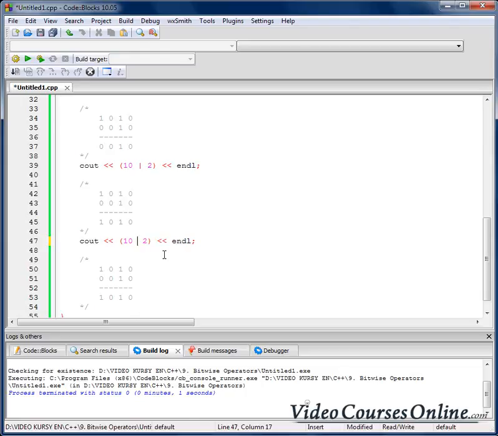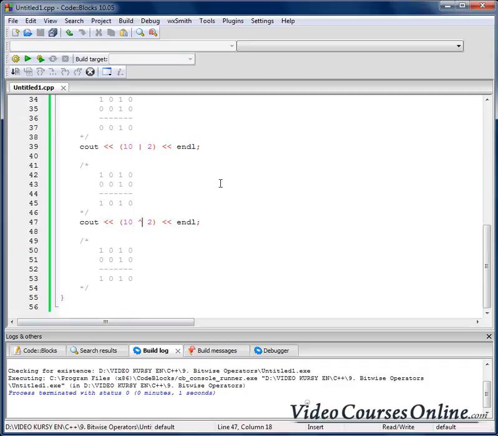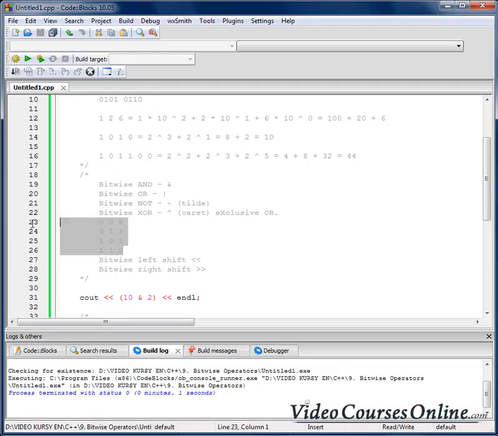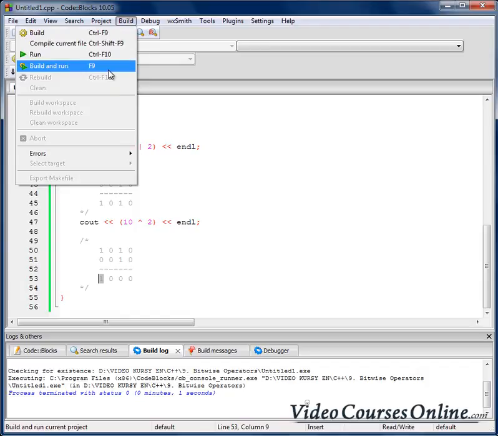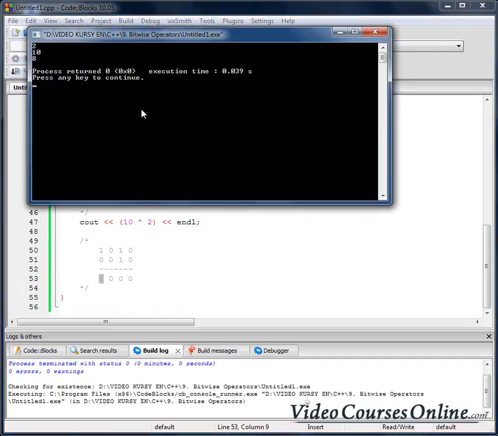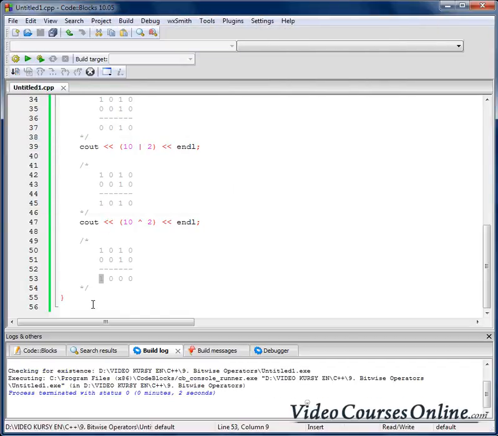Okay, now let's try the alternative OR, exclusive OR, I wanted to say, sorry. And now we can see here how it works. So here is 1, here is 0, here is also 0. So the result is what? 0 plus 0 plus 0 plus 8. As you can see, it is 8. Cool.